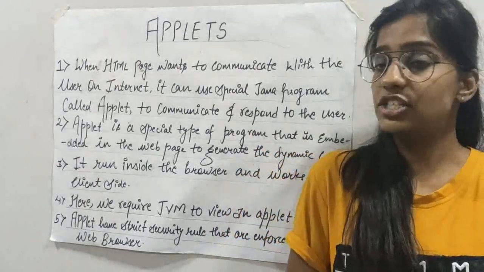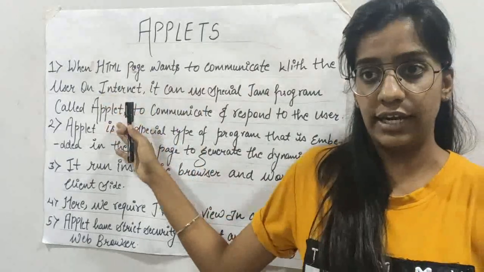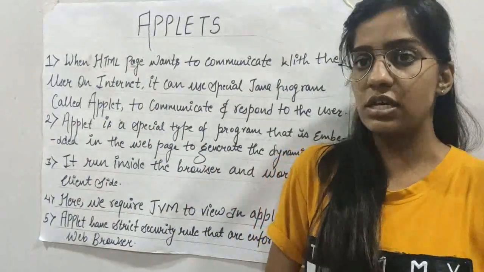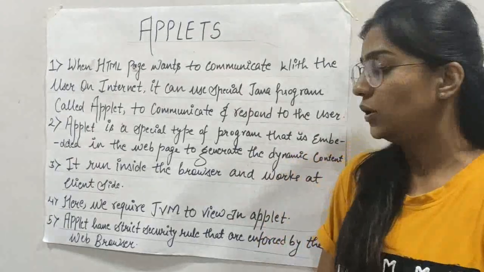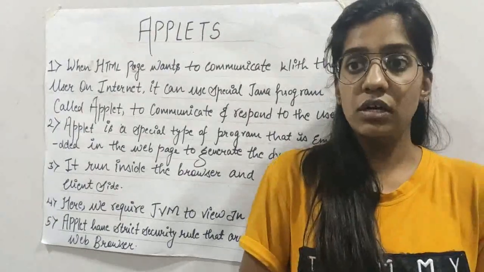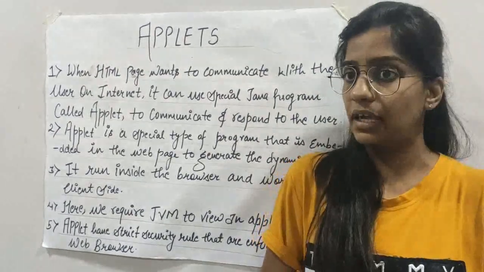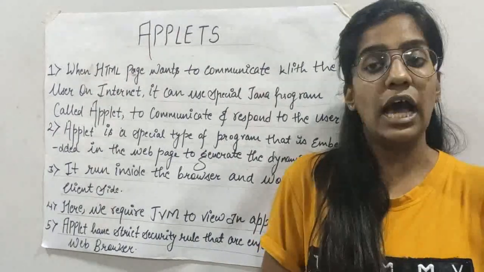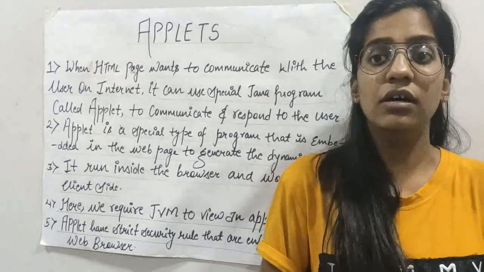Applets: when an HTML page wants to communicate with the user on the internet, it can use a special Java program called an applet to communicate and respond to the user. The user can interact by typing some details or by checking the components available in the applet program. The program then processes and displays the result.